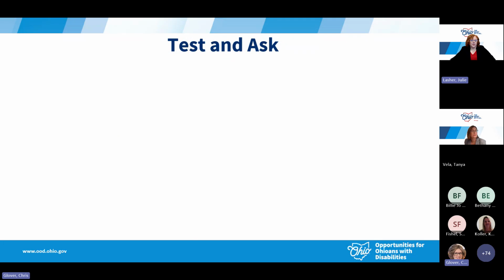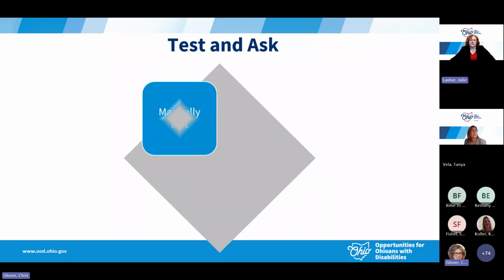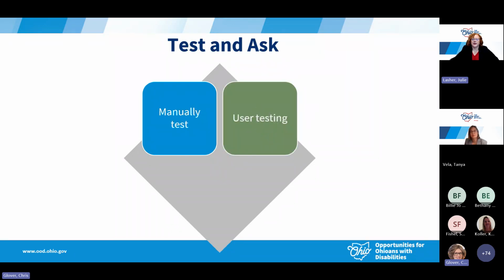AI is helpful, but it doesn't catch every error. So remember to manually test your communications. You can do this by using a screen reader, applying the Web Content Accessibility Guidelines, and reviewing language used for alt text and embedded links. And also consider user testing.